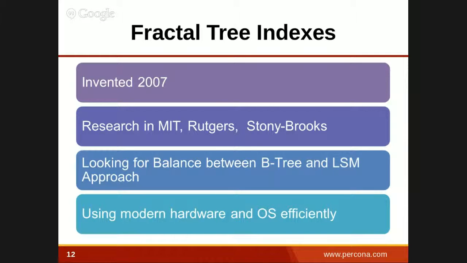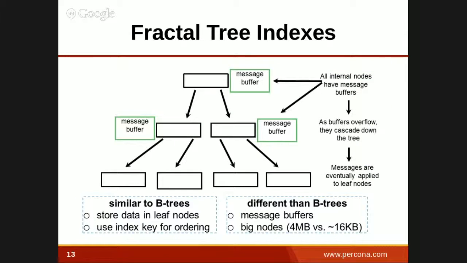And it was looking at a couple of things. First is how can we balance between the B-tree and LSM approaches to have both high write speed and a decent read speed, right? How can we do that? Another thing is that fractal trees are focused on using modern hardware and operating systems effectively. And what we have these days, we typically have a fair amount of memory. We have a lot of CPU cores available to us, and so on and so forth.